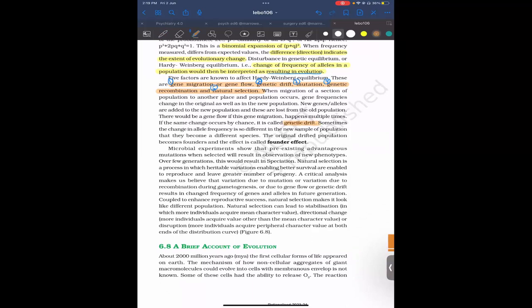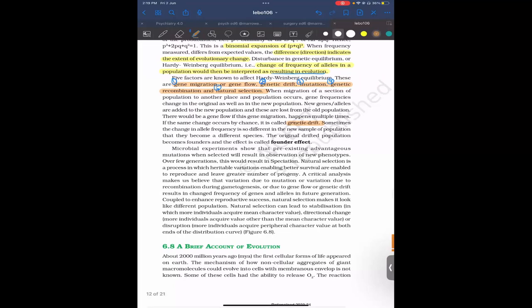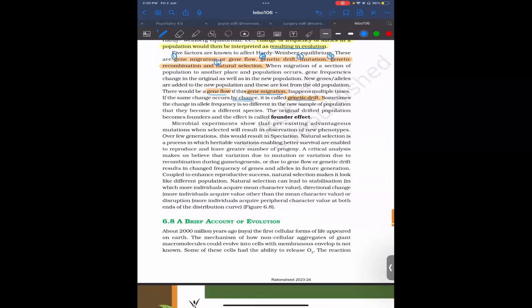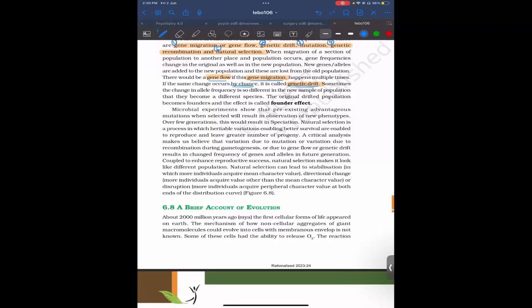When new genes or alleles are added to a new population and they are lost from the old population, there would be a gene flow if this gene migration happens multiple times. So first, whenever genes are transferred from one population to another, lost from one population and added to the other, what do we call it? Gene flow or gene migration, and it happened multiple times. But if it occurs by chance, then it is called genetic drift. Sometimes the change in allele frequency is so different in the new sample of population that they become a different species. Why? The allele frequency becomes so different that it forms a different species.